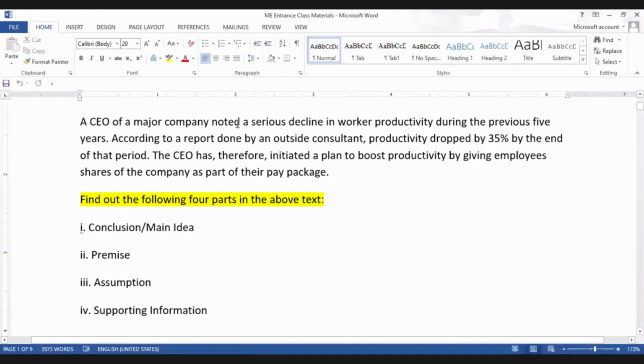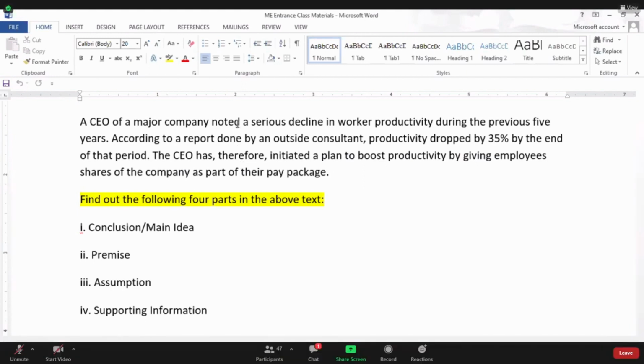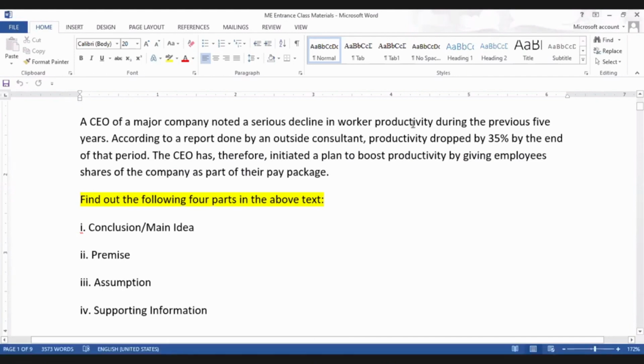A CEO, let me tell you, a CEO of a major company observed a serious decline in worker productivity during the previous 5 years. So the CEO found a serious decline. That is, the CEO saw a serious decline in worker productivity. There was a serious decline in worker productivity during the previous 5 years.